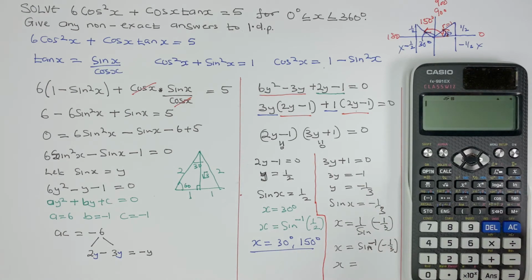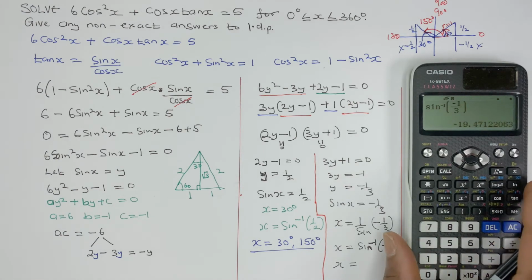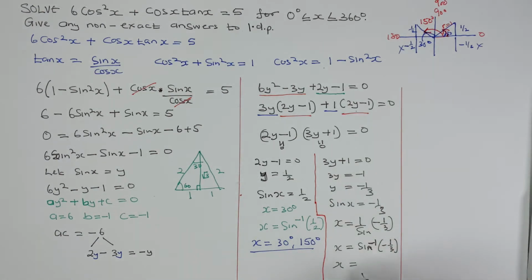And shift, sine, the fraction key, minus 1, bring that down to get 3. Move the arrow to the right so you can close the bracket. And so you get minus 19.5 degrees. So that is minus 19.5 degrees. That's the angle we're looking for.